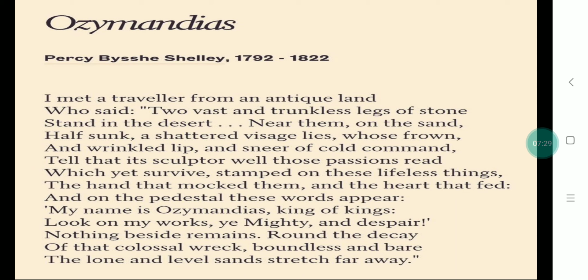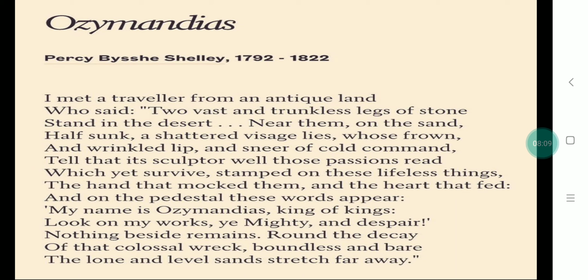And on the pedestal, these words appear. And in that statue, okay, there was a pedestal. Pedestal means a small platform where the statue is standing. Okay, and on that statue, words were engraved. Okay, words were engraved, and what was written there? My name is Ozymandias, King of Kings. Look on my works, ye mighty and despair. So these lines were engraved on that pedestal, on that small platform where the statue stands.